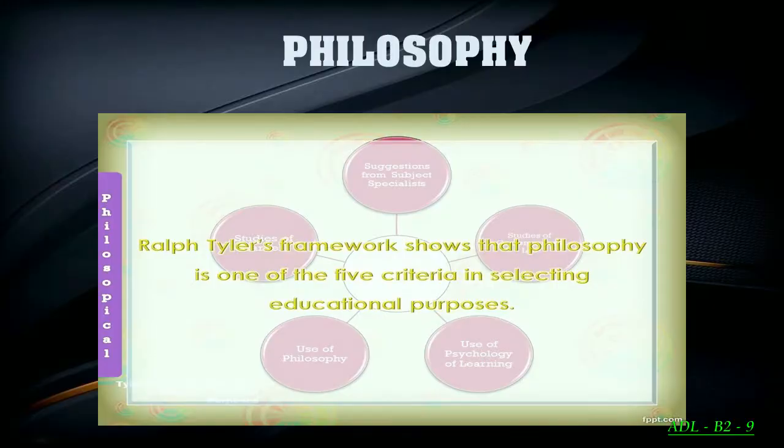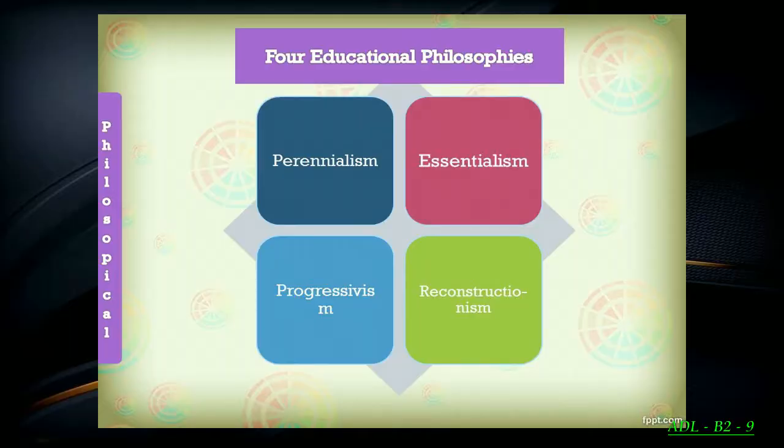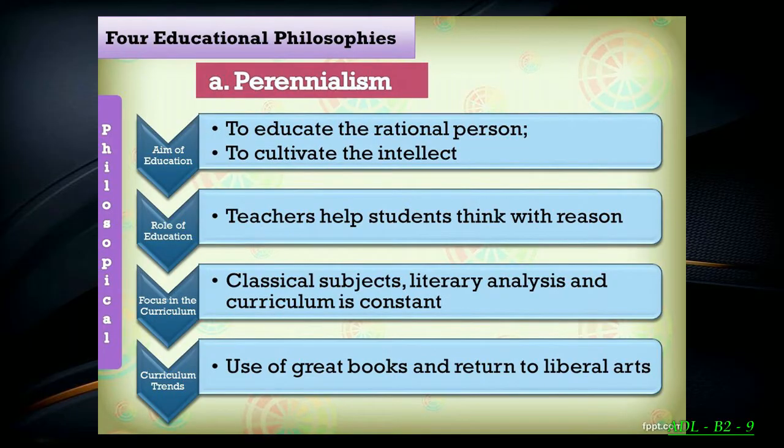In Ralph Tyler's framework, it shows that philosophy is one of the 5 criteria in selecting educational purposes. There are 4 educational philosophies, namely perennialism, essentialism, progressivism, and reconstructionism. One of the 4 educational philosophies is perennialism.